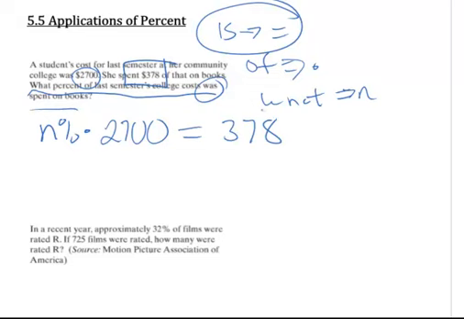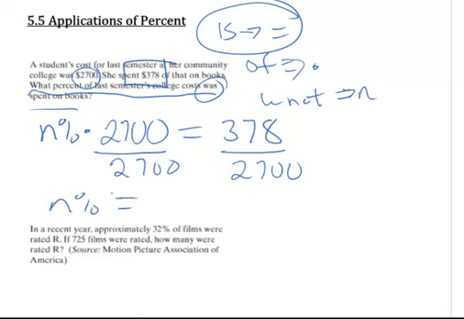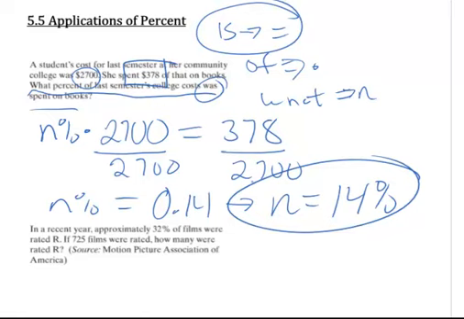So now again, we want to get our letter N by itself. The first thing I want us to notice is that right now we have N percent times 2,700 equals 378. We need to do the opposite of times, which is to divide. So now I'm going to have N percent equals, I'll take my calculator, 378 divided by 2,700, which is 0.14. But if I change that to a percent, that should just be 14%.